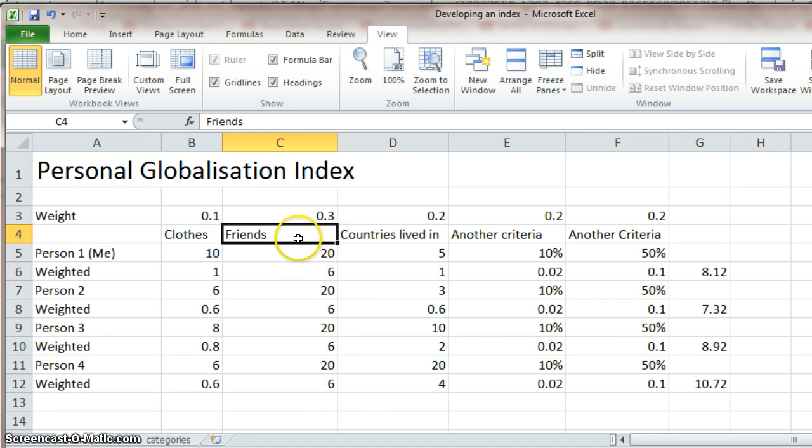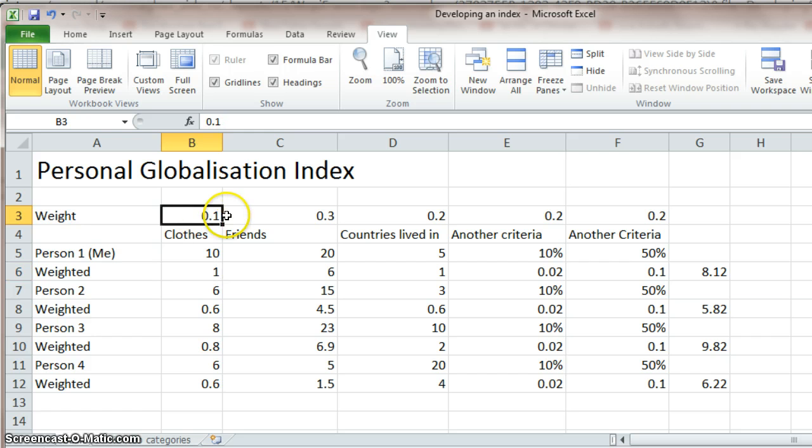And then we've got friends, so maybe how many different countries are our friends from. So again, we've got different figures in there we can put in. There we go. Okay, so you've seen these figures changing automatically.